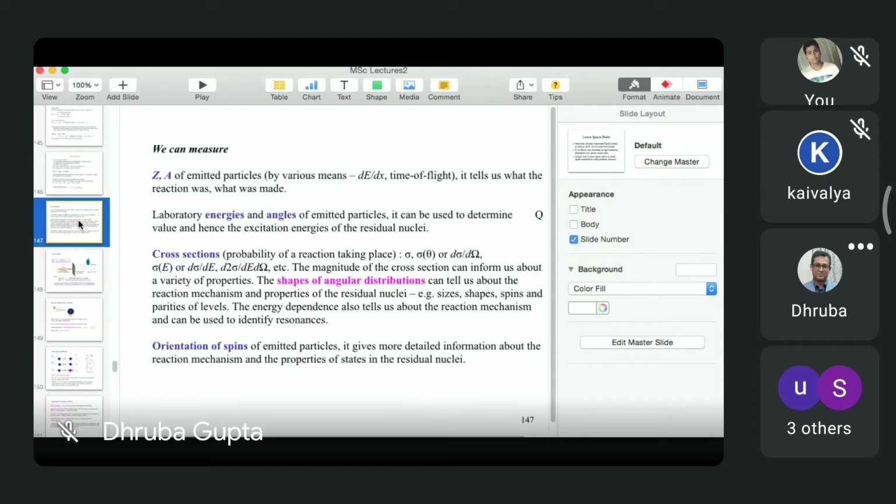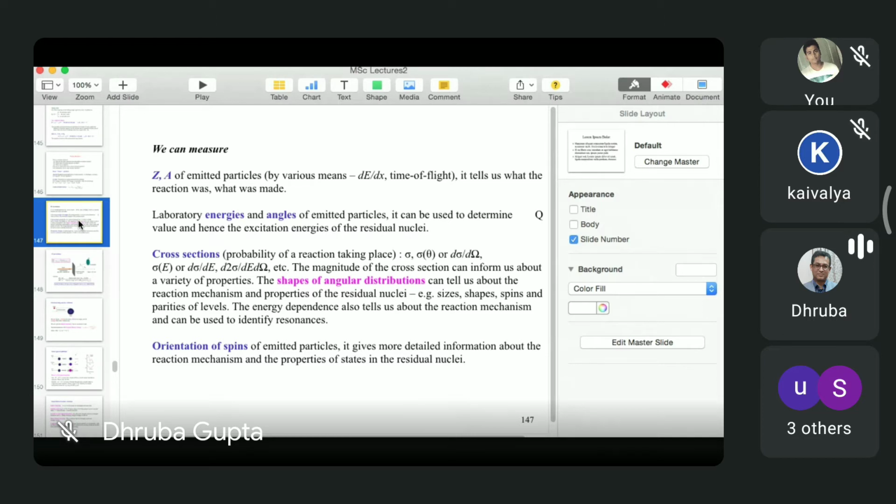And another interesting thing is we cannot measure everything, right? So what exactly can we measure? We can measure the Z and A, that is the charge number and the total number of nucleons in a nucleus, of the emitted particles. And also, since we are putting detectors at particular locations, we know at what angle we have put the detectors. And if some particles fall in that detector, we can obviously know the angle at which the exit channel particles have fallen.